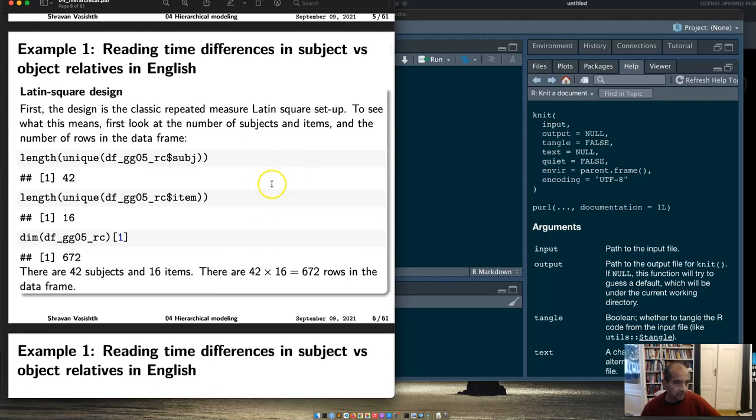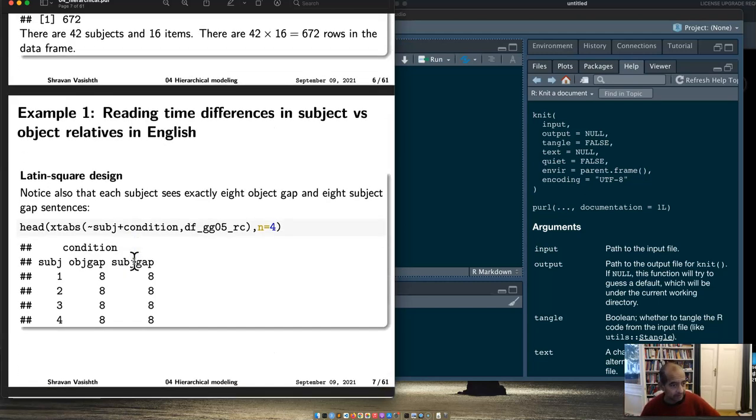So first, let's check that this is actually a Latin square design, right? First of all, I want to check how many subjects I have. So that's my old style coding. It shows 42 subjects, 16 items. So 42 times 16 would be 672, right? That already tells me that each subject is seeing each item exactly once. That is your classic Latin square design, right?